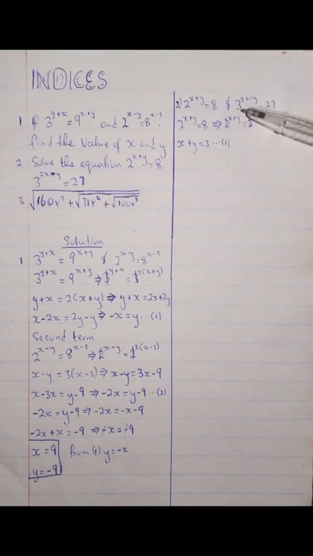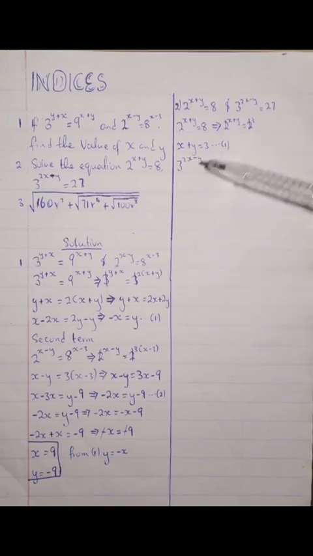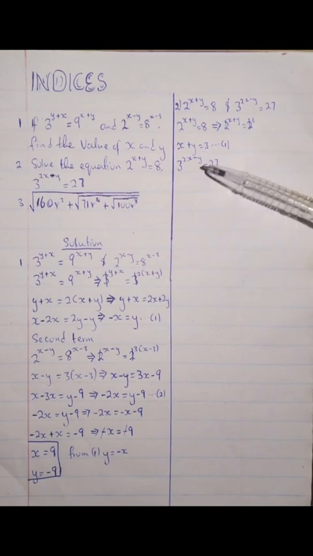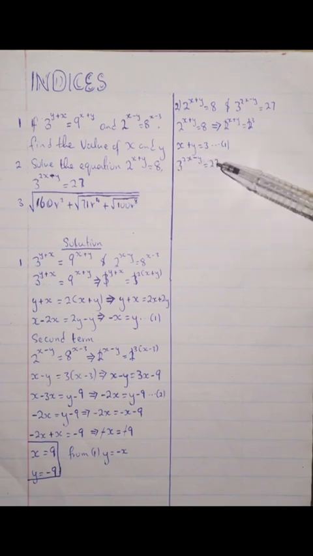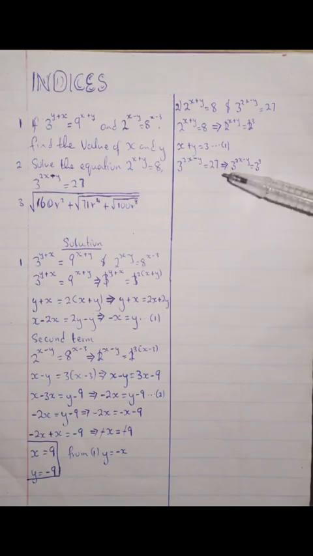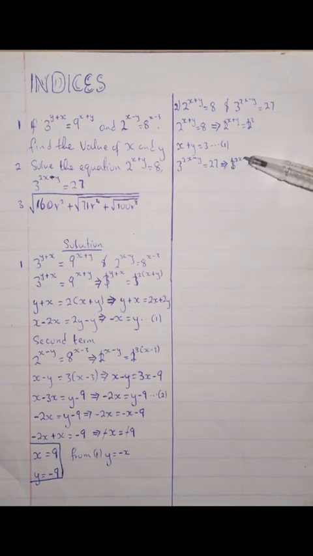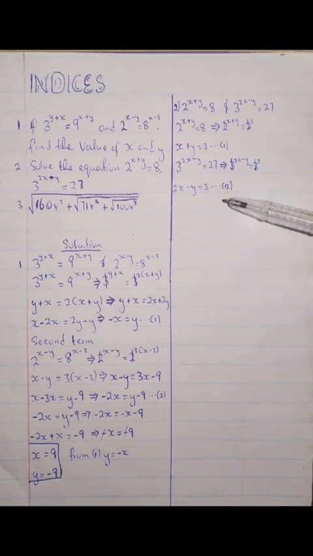Now over to the next term. So we have 3 raised to the power of 2x minus y equals 27. We express 27 in terms of 3. Expressing 27 in terms of 3, we have 3 raised to the power of 3, because 3 raised to the power of 3 will give us 27. So we'll be having 3 raised to the power of 2x minus y equals 3 raised to the power of 3. They are of the same base now, so we cancel out. And we pick what is left, which is the powers, 2x minus y equals 3. And we call this equation 2.